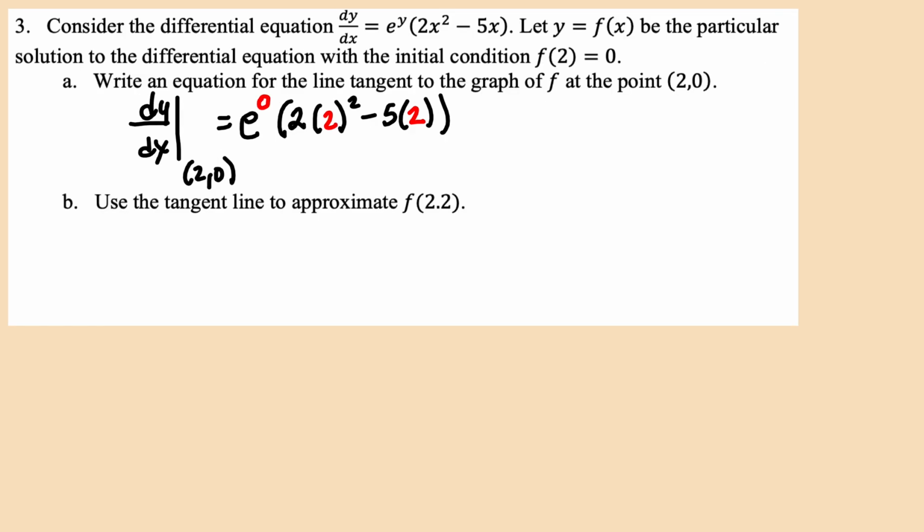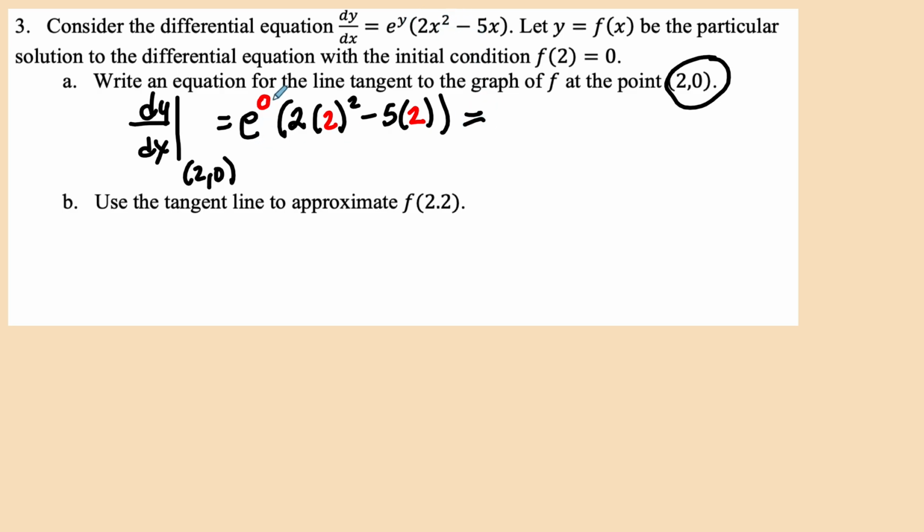All right, consider this differential equation. So they've already given us the derivative, and they're telling us that the point is 2, 0, and they would like us to figure out the equation of the tangent line. So this is already a slope, so wherever I see a y, I'm going to put a 0, and everywhere I see an x, I'm going to put 2.